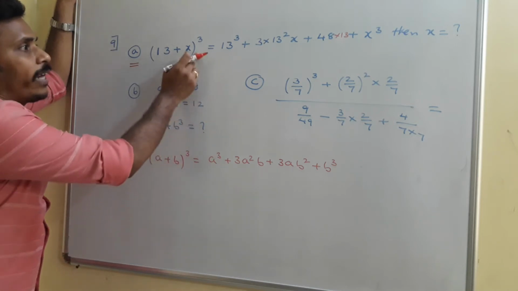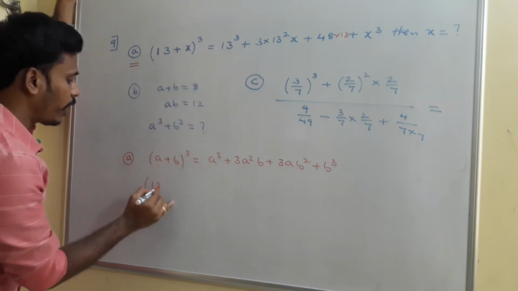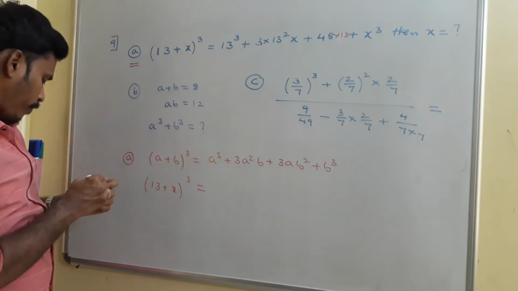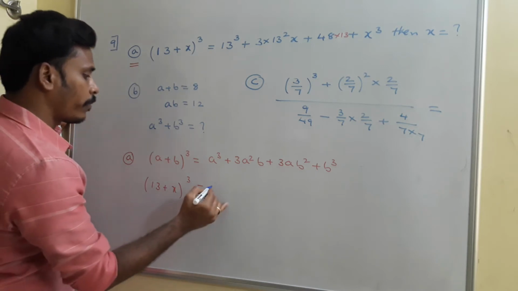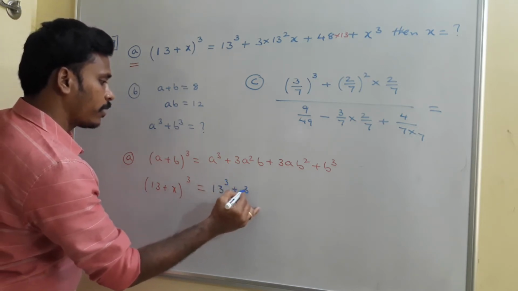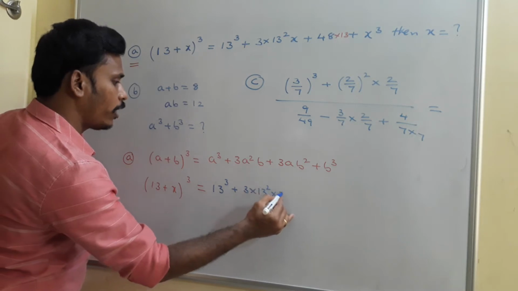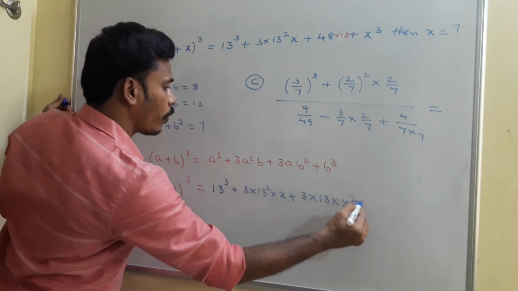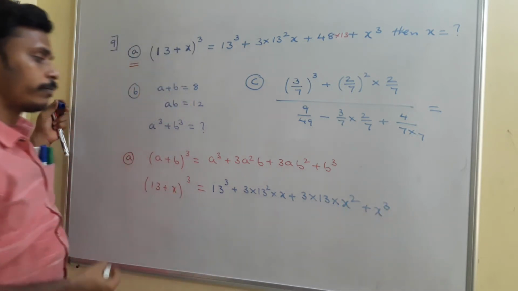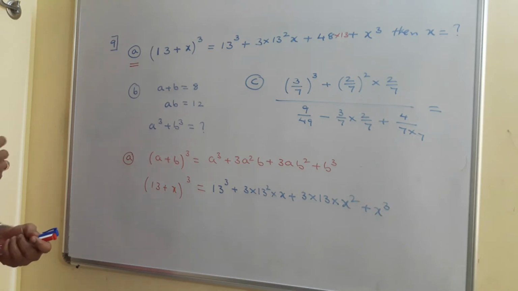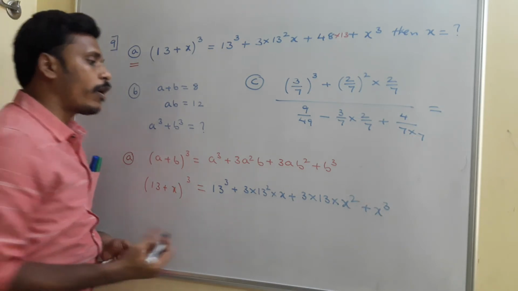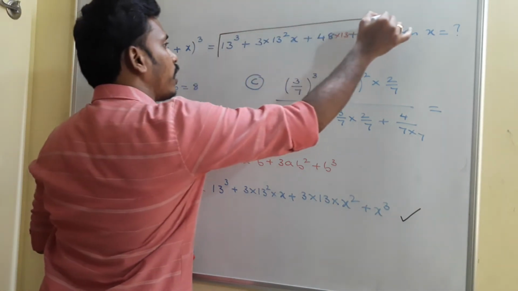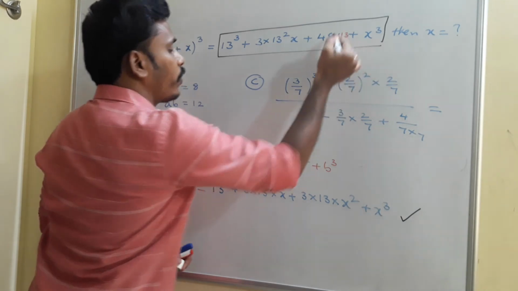And you need to find the value of x from this. But here it is given like this: (13+x) whole cube is equal to... If you use this formula, you need to write it like this: 13 cube plus 3 into 13 square into x plus 3 into 13 into x square plus x cube. Is it right? 100%. But it is given like that. As per the formula, this is (13+x) cube, but as per the given problem, this is also (13+x) cube. You need to compare these two.